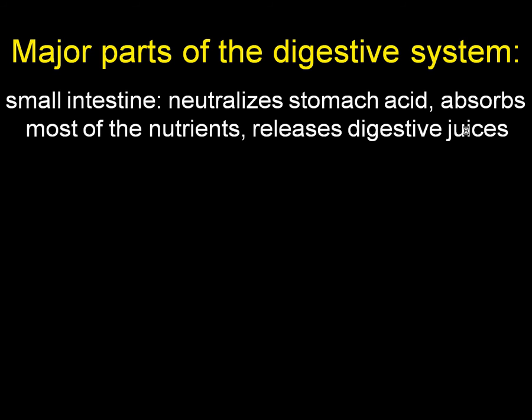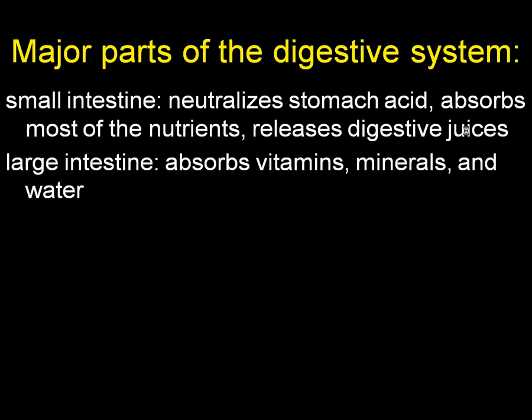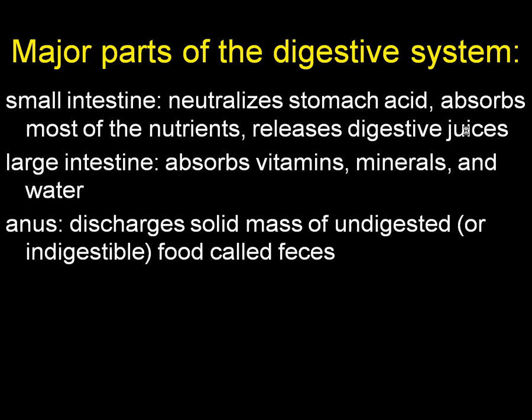The small intestine is the next part. It neutralizes stomach acid, absorbs most of the nutrients, and releases digestive juices. The large intestine then absorbs vitamins, minerals, and water, because we like those. And the anus discharges solid waste, undigested or indigestible food called feces.